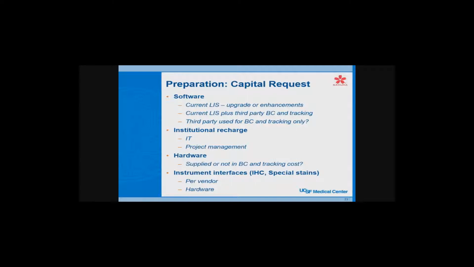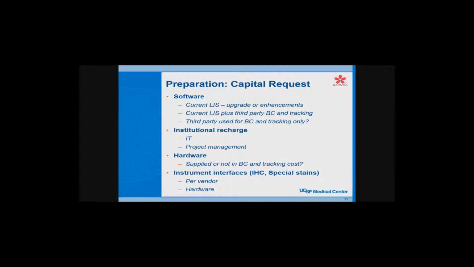Another idea is that maybe you look at it and the price is high enough, or maybe you have an old system, or maybe you don't have a system, so maybe a new system is the way you want to go with it. Totally new. Some of the newer systems out there are designed for barcoding right from the start, and they have much more modern software. And then you have to think about the institutional recharge.